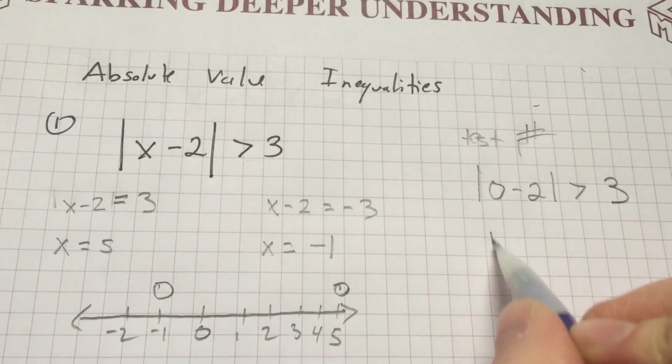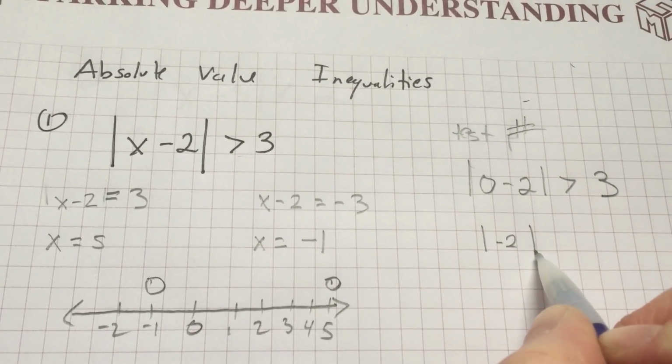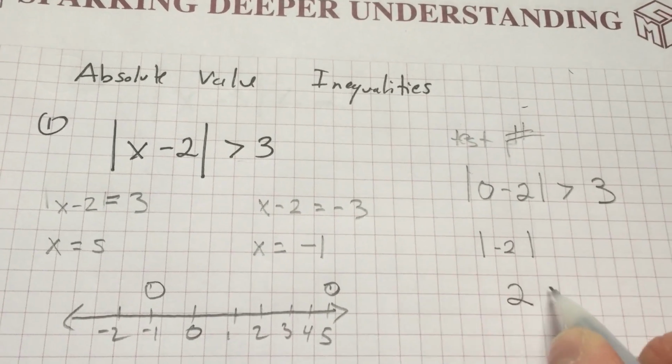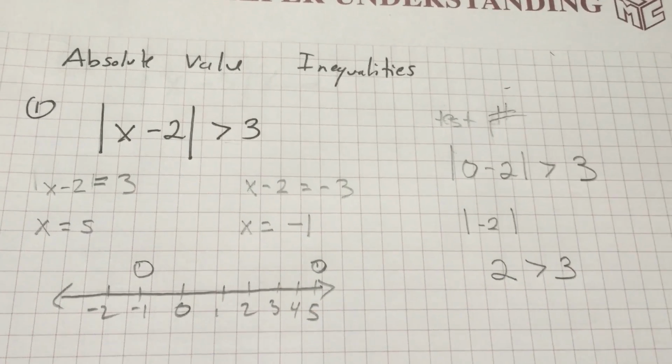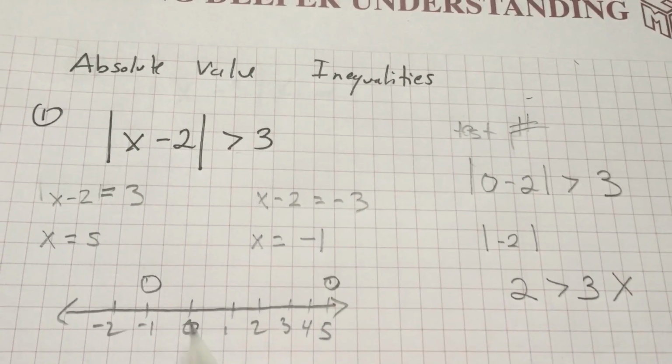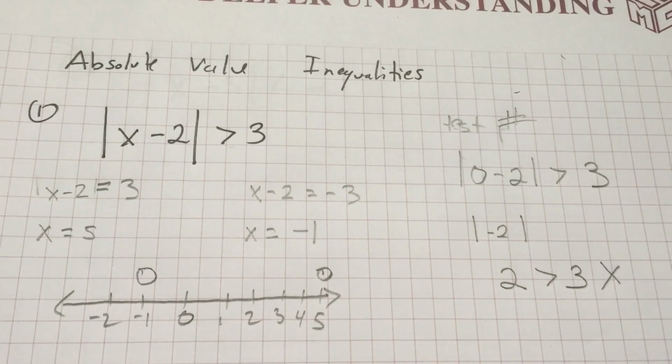Well, 0 minus 2 is negative 2. And the absolute value of negative 2 is 2. And is this a true statement? Is 2 greater than 3? No. Which means that none of these numbers should work.